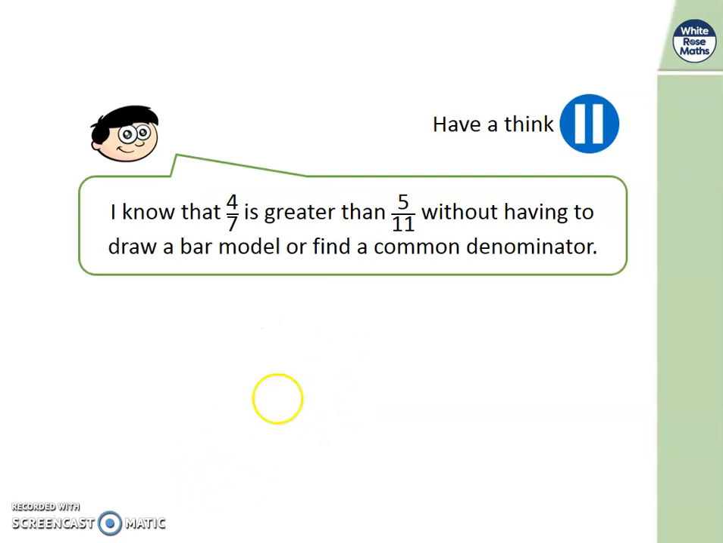Let's have a look here. He says that I know that 4/7 is greater than 5/11 without having to draw a bar model or find a common denominator. Is he right?